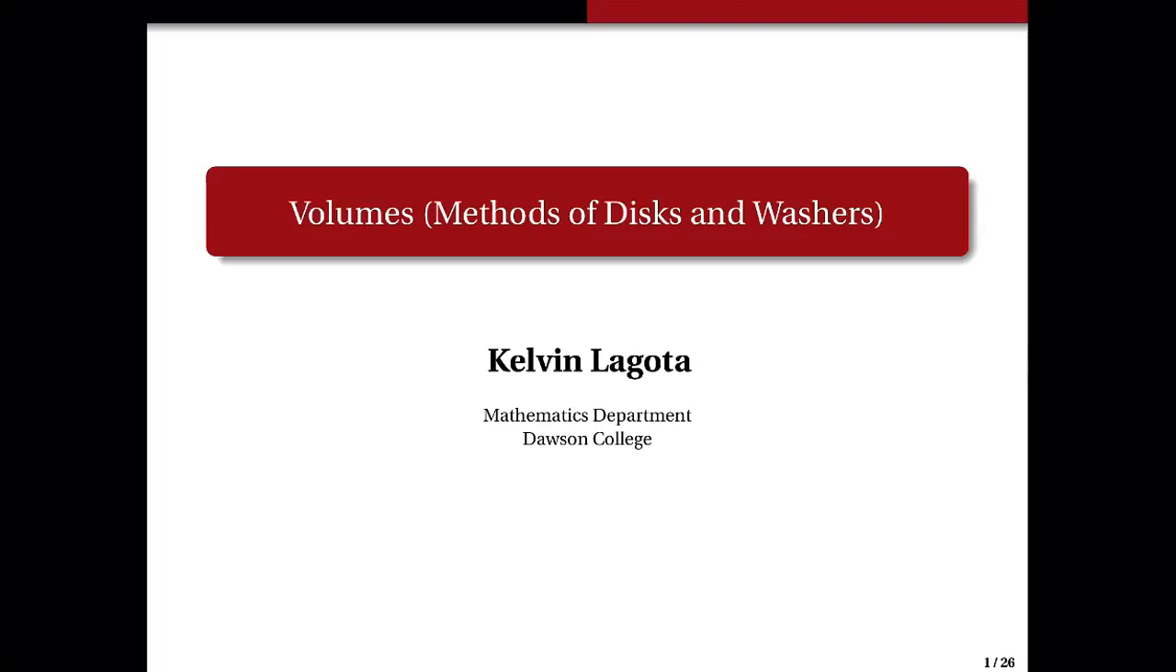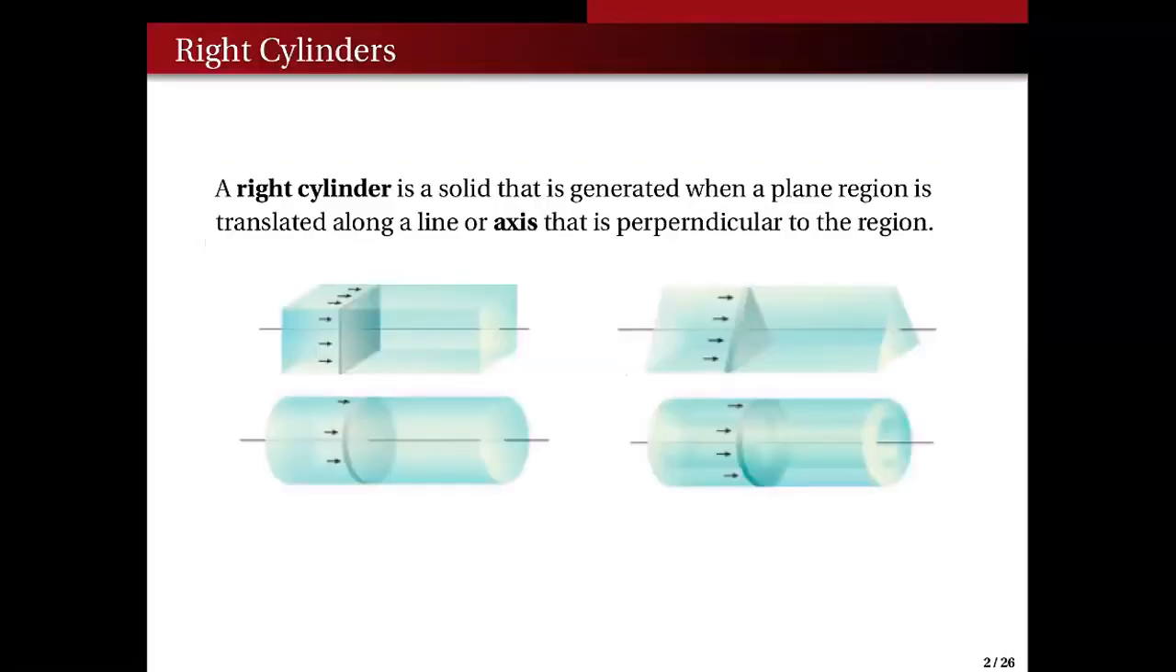Okay, but I will give another method at the beginning, okay? Because the method there, it's actually somewhat prerequisite or maybe an introduction to these two methods here, okay? So let us define what right cylinders are. So a right cylinder is a solid that is generated when a plane region is translated along a line or axis that is perpendicular to the region.